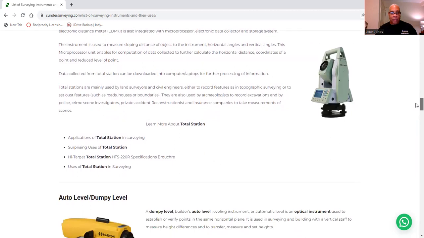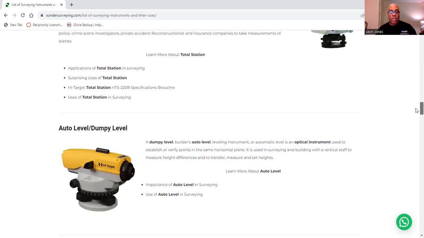There's all kinds of information on applications of the total station in surveying: surprising uses of a total station, high target total stations, and other uses in surveying of total stations.